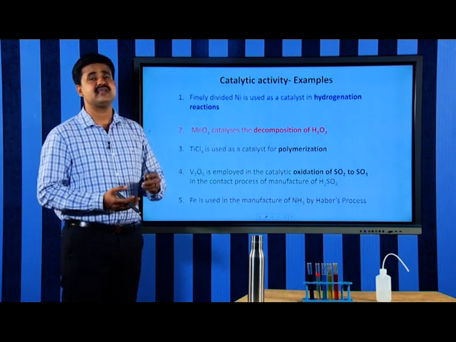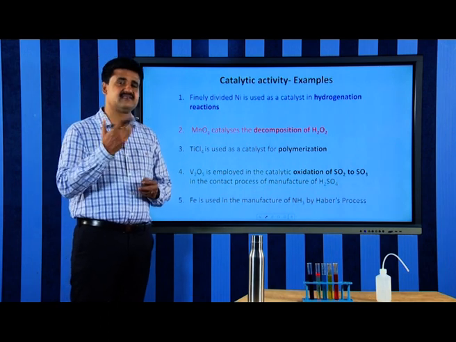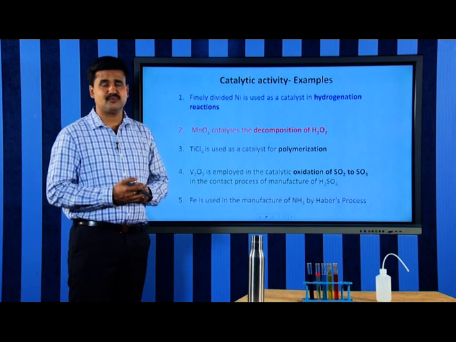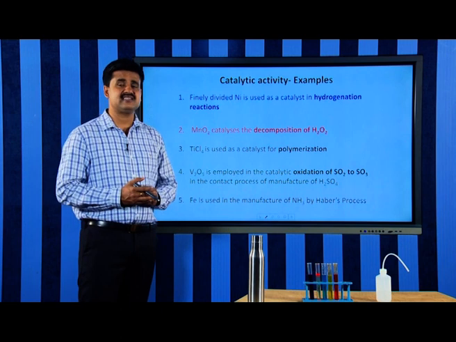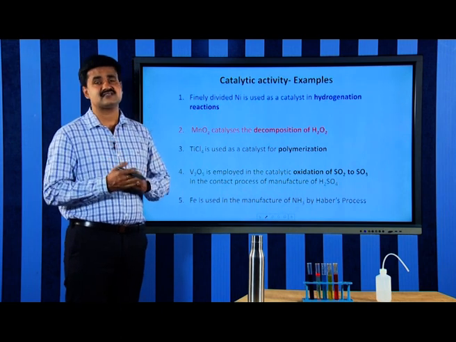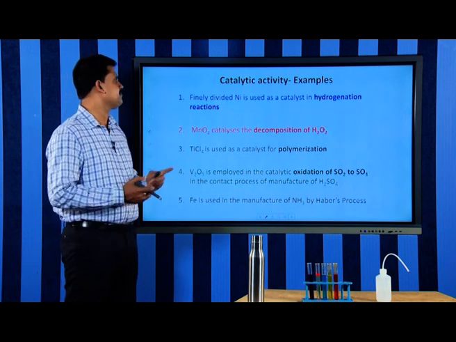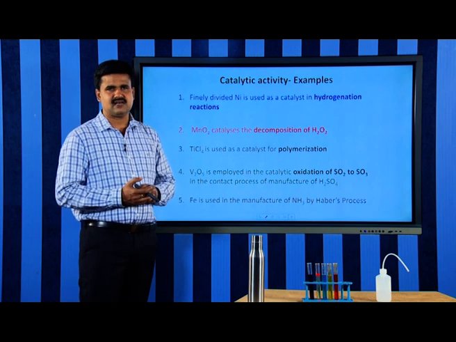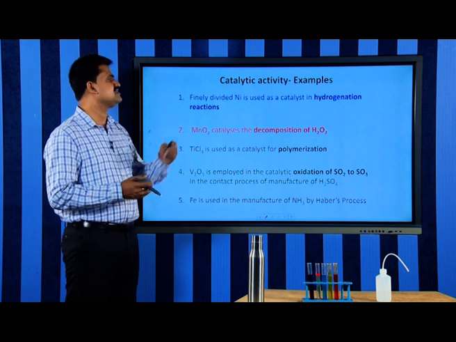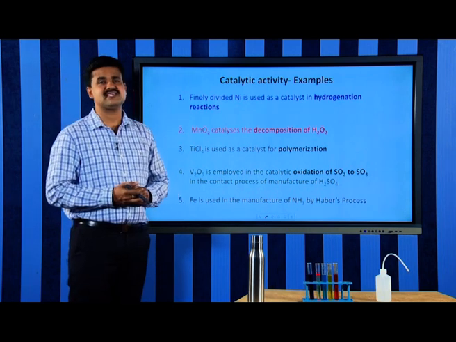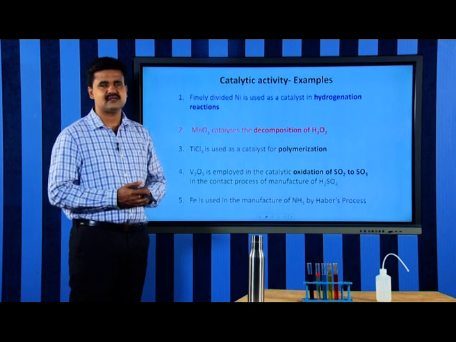Catalytic activity by 3D series of metals. We learned that several transition metals and their compounds have excellent catalytic activity, and we are looking at the catalytic activity with special reference to 3D series of metals. Some examples are here. Finely divided nickel, or very small pieces of freshly divided nickel, is used as a catalyst for the hydrogenation purpose. That is, we can perform reduction reactions using nickel.